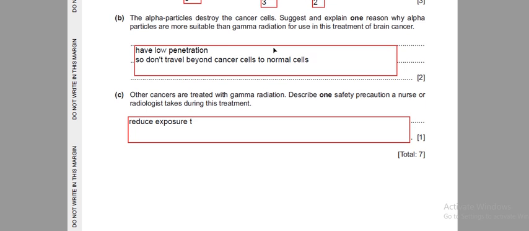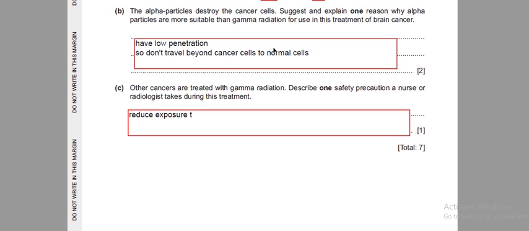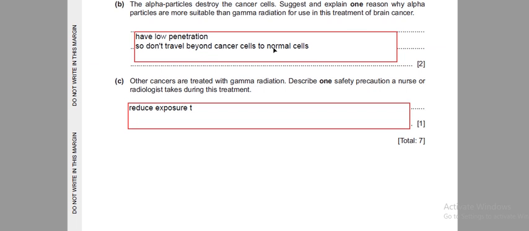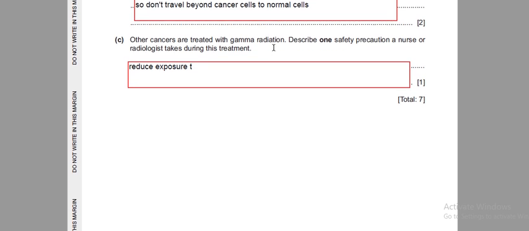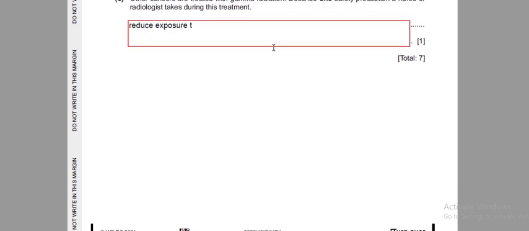One reason why alpha is more suitable than gamma in cancer treatment is that it has low penetration, so it travels a short distance and cannot harm normal cells beyond the cancer cell. One safety precaution for nurses and radiologists: reduce exposure time, increase the distance, use lead shields.